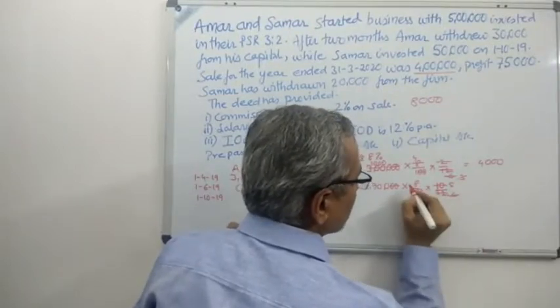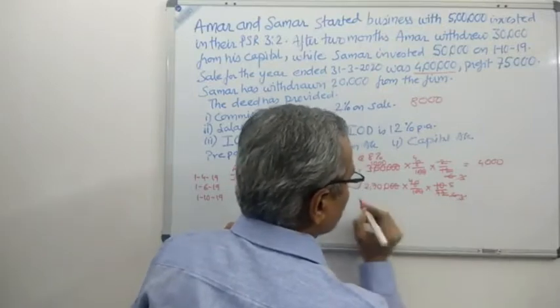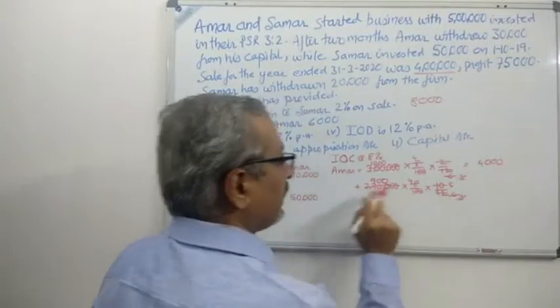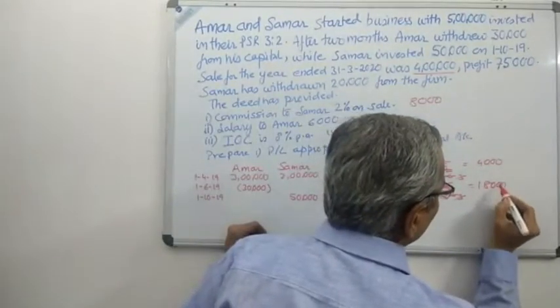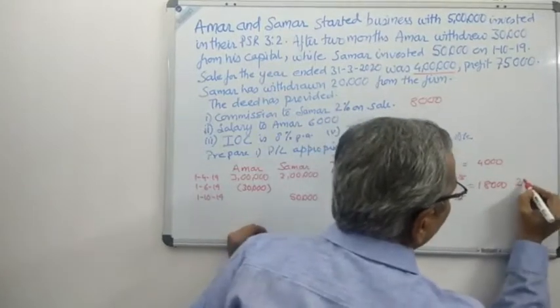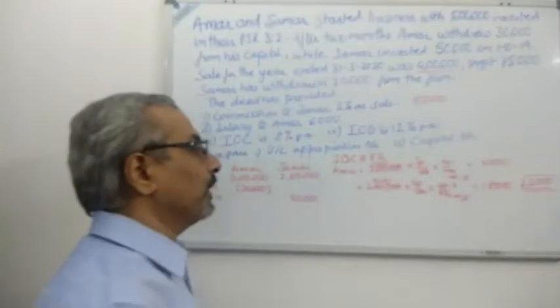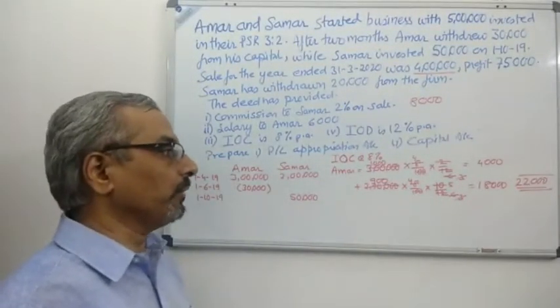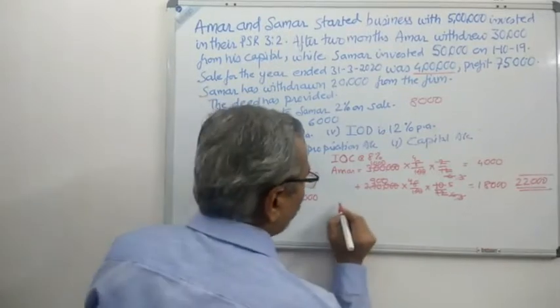Again we are cancelling 6 and 8. So we are getting 4. We are getting a 3 over here. Let us cancel this and this, so we are getting 900. So we have 900 into 20, which is giving us a figure of 18,000. So if you add up both, we end up getting 22,000, which is the interest on capital of Amar. I repeat, the interest on capital of Amar is 22,000, that is 4,000 plus 18,000. Now let us calculate the interest on capital for Samar.